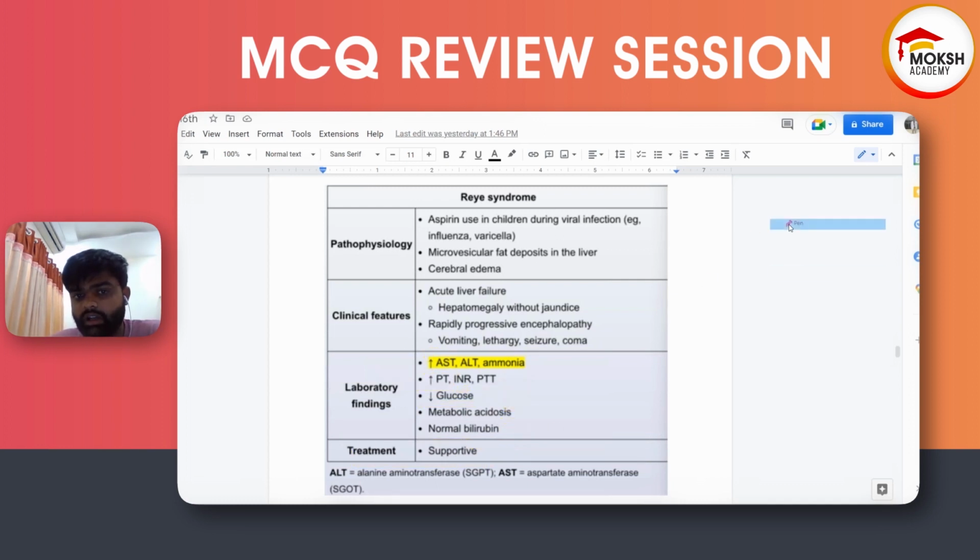So what is the one condition in children that we have to remember where we can give aspirin without risking the patient having Reye syndrome? It's Kawasaki disease. And what in Kawasaki disease are we mostly concerned about, so that we give aspirin?